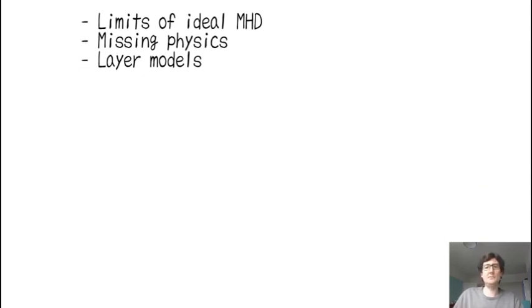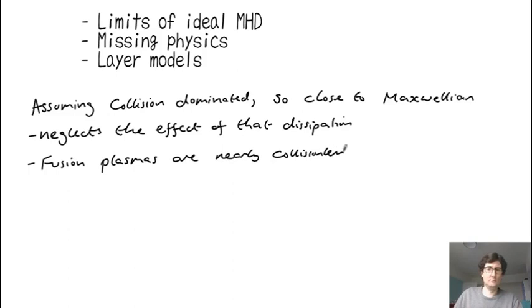And essentially it's a fluid model. It's assuming collisions are frequent, and so it's assuming the distribution function is close to Maxwellian. And this clearly is not true most of the time in fusion plasmas. In fact, they're almost collisionless in many cases. So we're assuming it's collision dominated, whereas in fact fusion plasmas are nearly collisionless, especially in the core of the plasma, where we might want to study these large ideal modes.